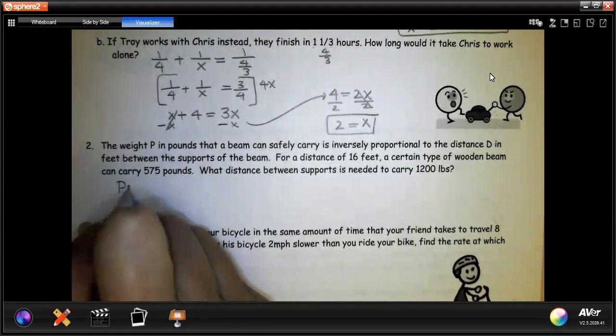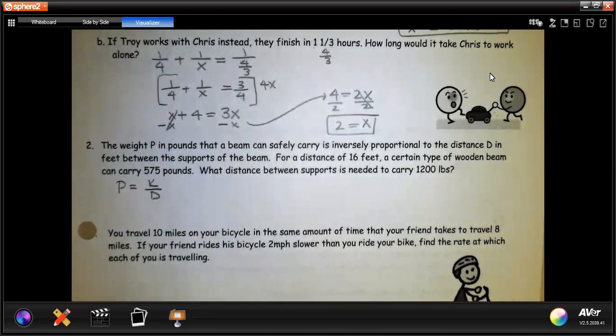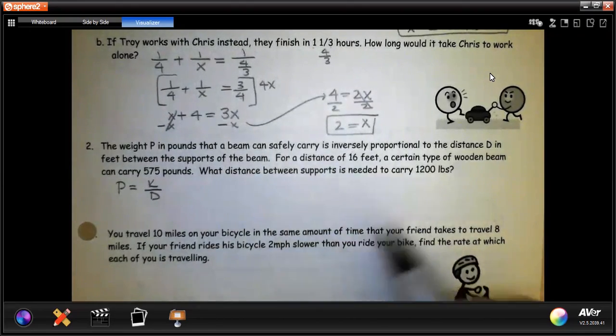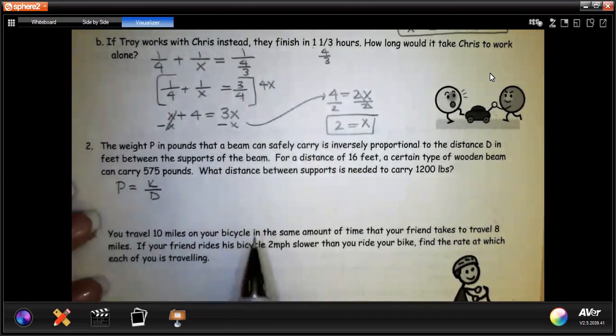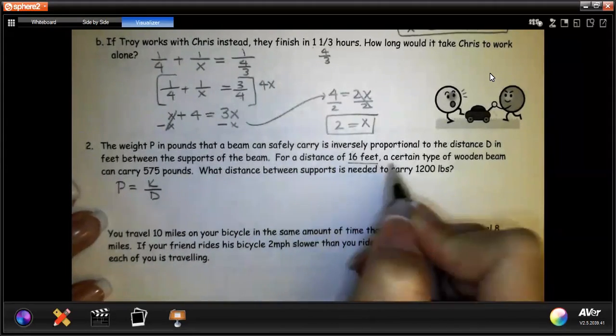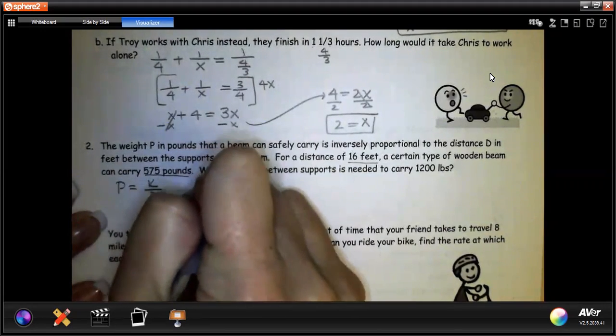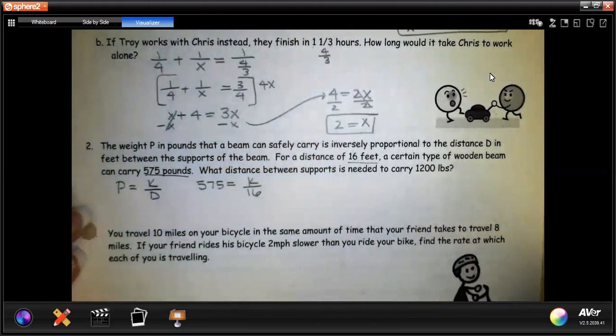So P is equal to some constant over D. That's the setup for all inverse variation equations. So when we see those words, inversely proportional, we need to set up our equation like that. Now, they're always going to give us information to find this K, because remember, that is the constant of variation. It is a number, not a variable. So they gave us this information right here, 16 feet, 575 pounds. So I'm going to put the 575 for my weight, and then I'm going to put the 16 for my distance.